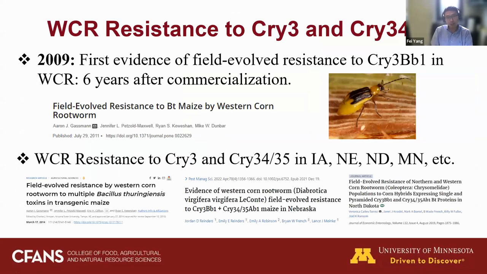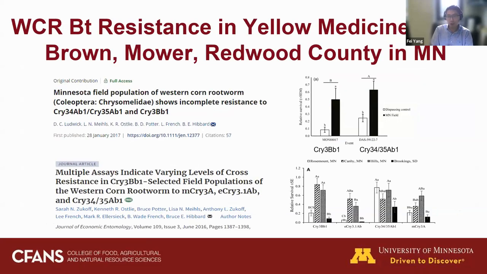So here we summarize the resistance of Western corn rootworm. As we all know, the traits were first commercialized in 2003, and only 6 years after commercialization, field resistance was reported in Iowa first, and then in other corn belt states like Nebraska, North Dakota, and Minnesota. Specifically in Minnesota, resistance has been documented in Yellow Medicine County, Rock County, Brown County, Murray County, and Redwood County, and these are just the published data.